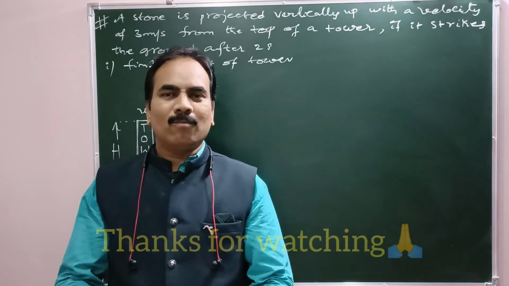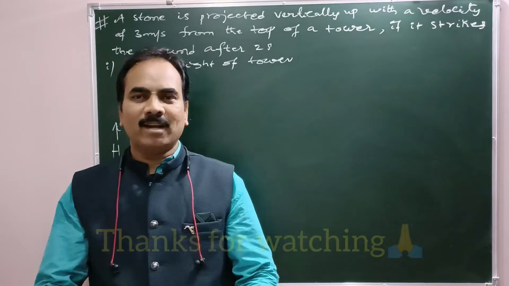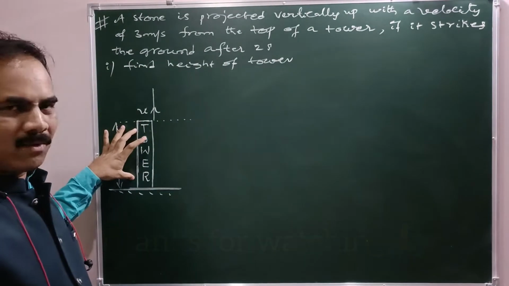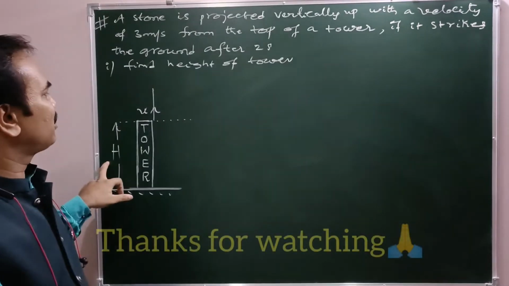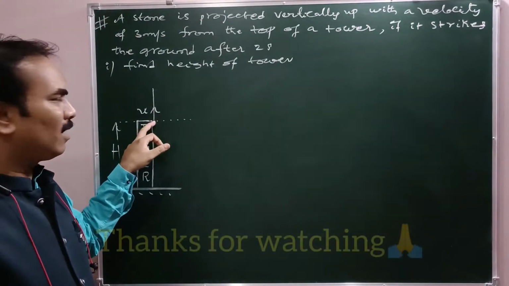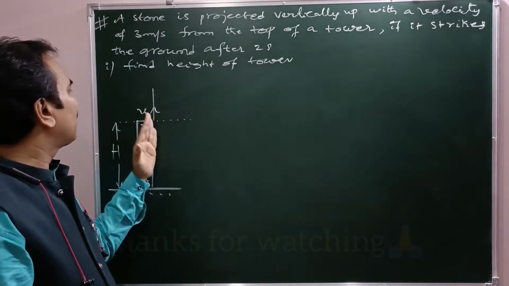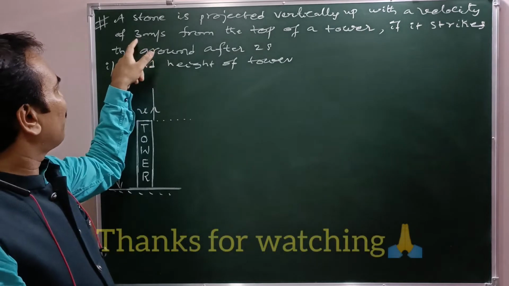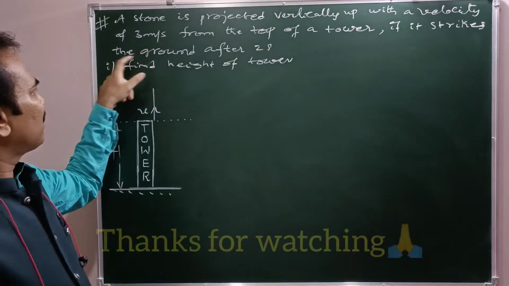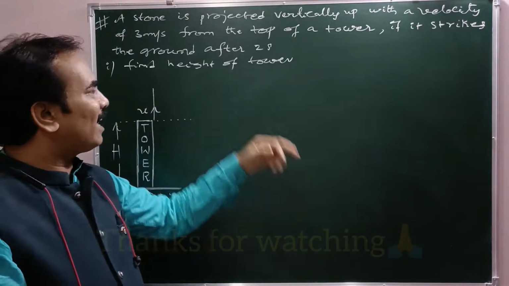Next example, body projected vertical upwards from the top of a tower. See here, this is one vertical tower of unknown height h. This is the top of the tower. From the edge of the top of the tower, a body is projected vertically upwards with some initial velocity 3 meters per second. If it strikes the ground after 2 seconds, now the question is to find the height of the tower.